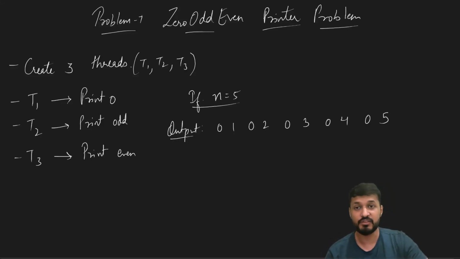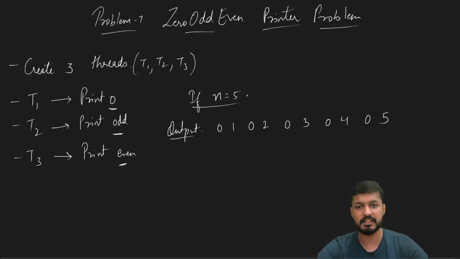And in this video, we'll be solving the zero odd even printer problem. Okay, so let's dive directly into that. What does this problem state? You have to create three threads, namely T1, T2 and T3. T1 should be responsible for printing 0, T2 should be responsible for printing only odd numbers, and T3 should be responsible for printing only even numbers, right?